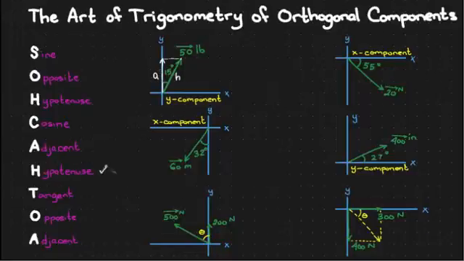So we've got hypotenuse, which is the 50-pound vector. The component that we're interested in is adjacent to the 15-degree angle. So therefore we must use cosine. So the y component of the 50-pound vector is just 50 cosine 15. It's as simple as that. How about the second problem?